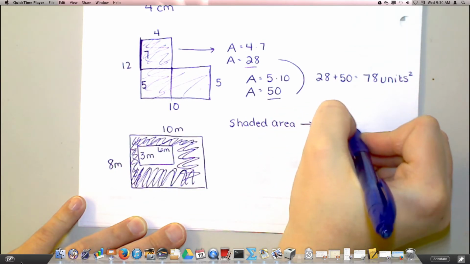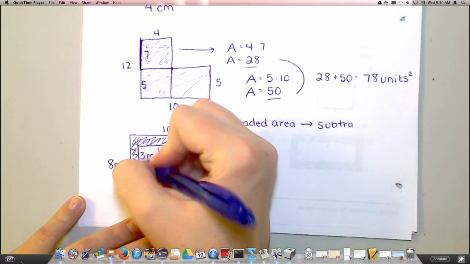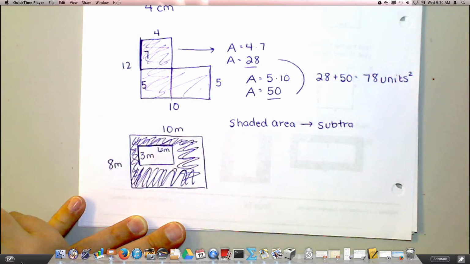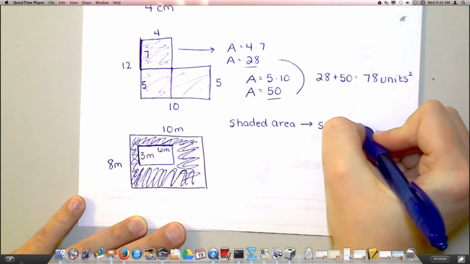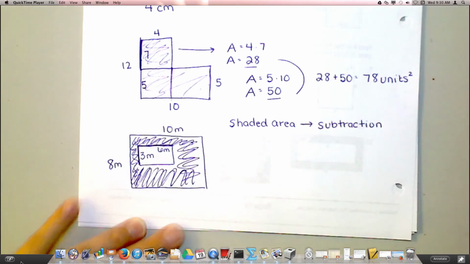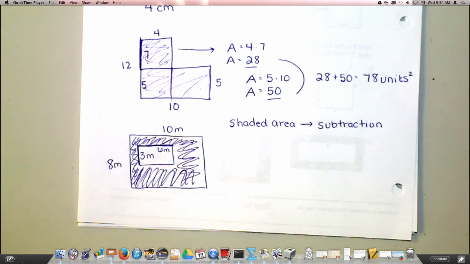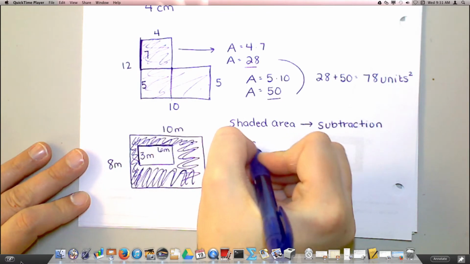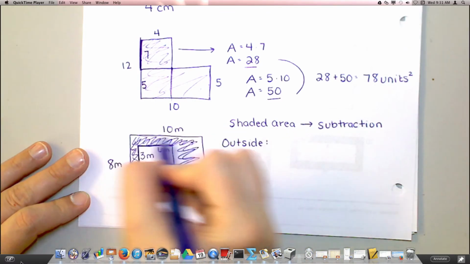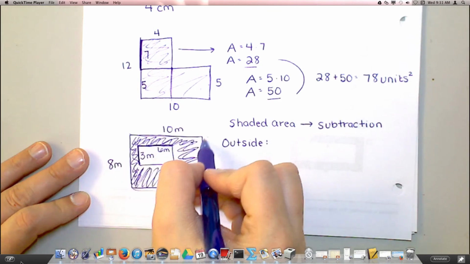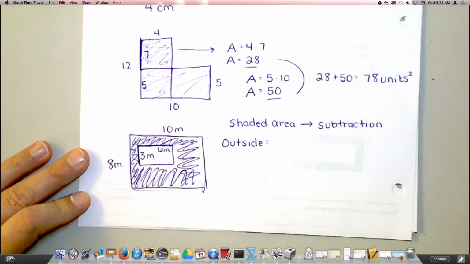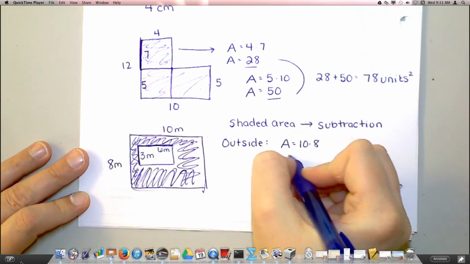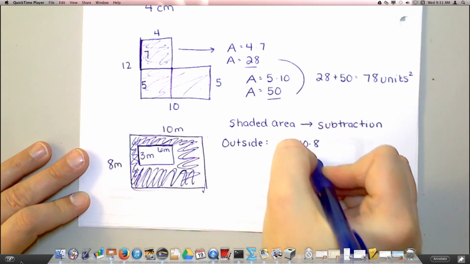The 3 and the 6, which one is the big one? Well, the 3 would be up the side, and the 6 is along the top, which means it could also be along the bottom. Okay, so 6 is the base. Yep. Okay, so shaded area always means subtraction. So I'm going to do the area of the outside. And by the outside, I mean the big rectangle. That would be this. How do I find the area of that big rectangle? 10 times 8. Which means my area there is 80 square meters.